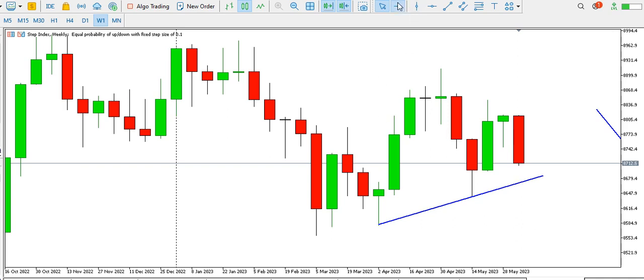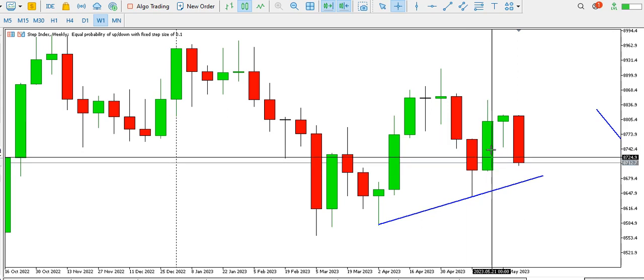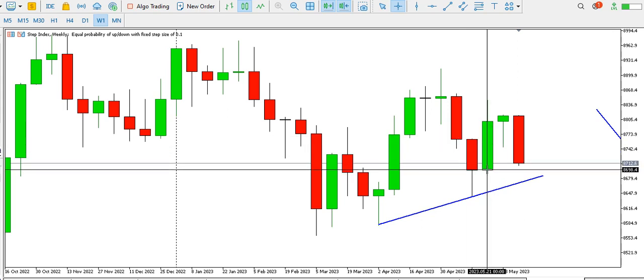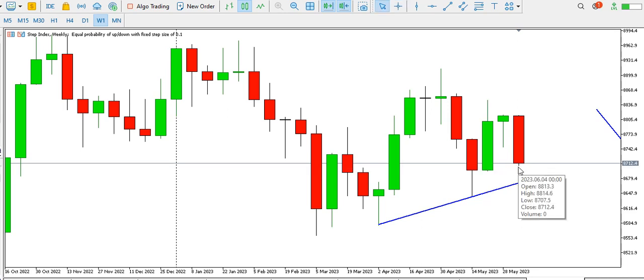And the next target is the close level of this particular candlestick, talking about the 8699 level. That's the possible next target for Step Index on the weekly time frame. It's currently bearish. We have this ascending trend line and this descending trend line for Step Index on the weekly time frame, so price is expected to range within this triangle. Okay, that's that for the weekly time frame for Step Index.